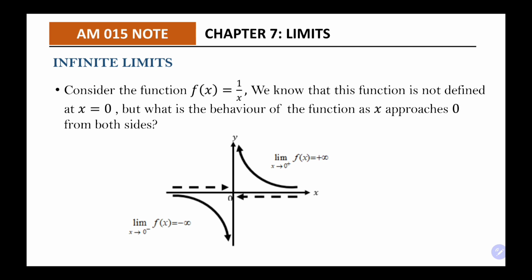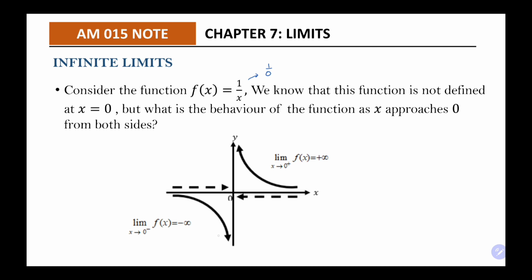And last for today is infinite limits. Consider the function f(x) equals 1 over x. We know that this function is not defined at x equals 0. It means if we substitute x equals 0, we get 1 over 0. So this function is undefined. So we cannot solve it, it is undefined. But what is the behavior of the function as x approaches 0 from both sides? We want to see what happens when x approaches 0 from left and from right.